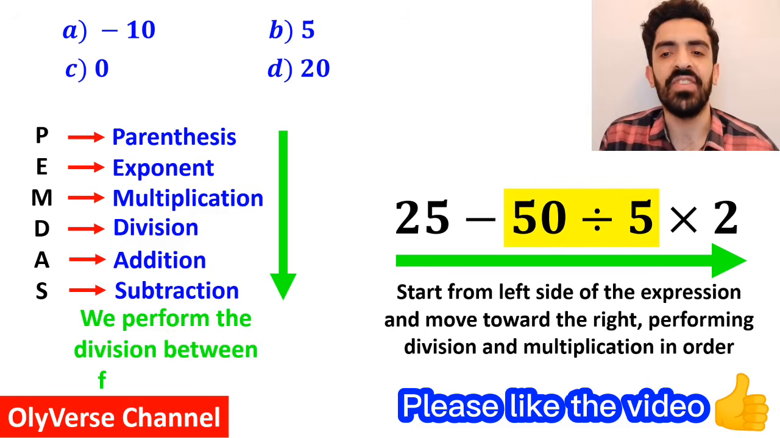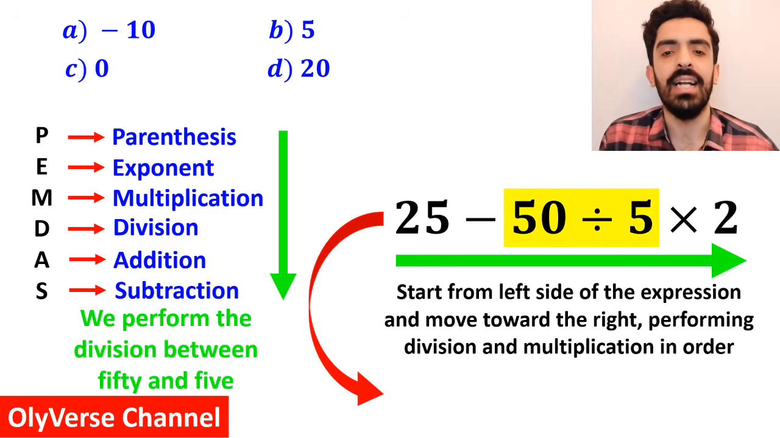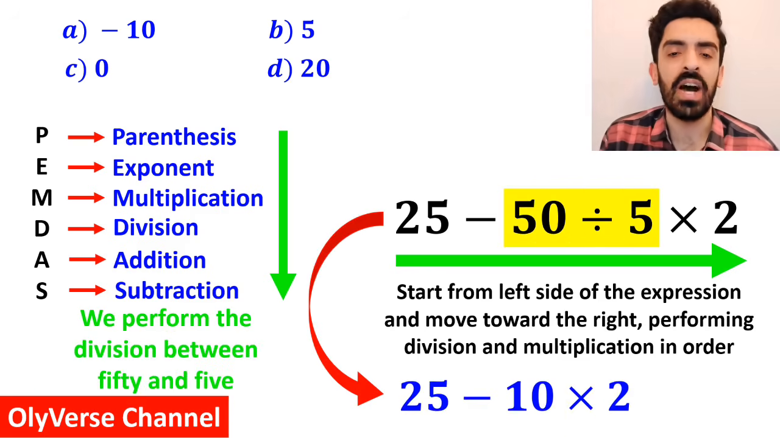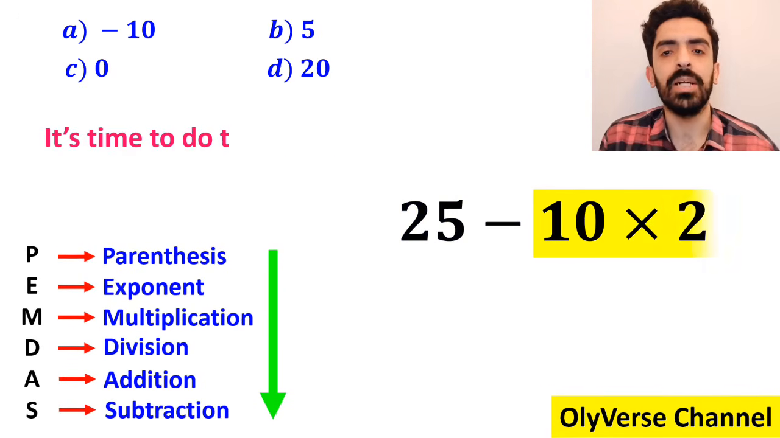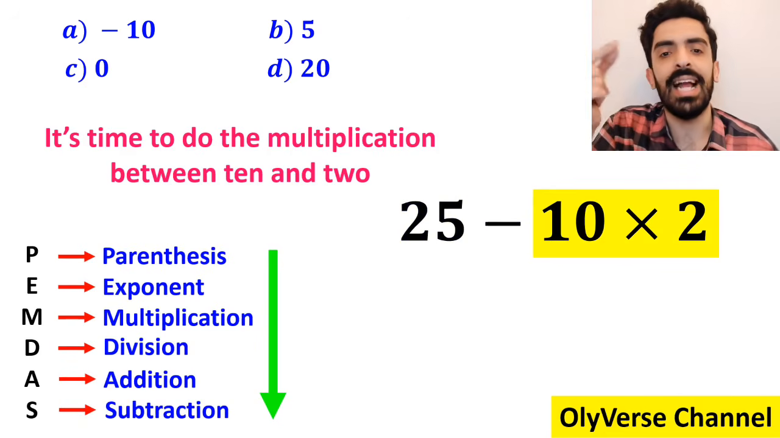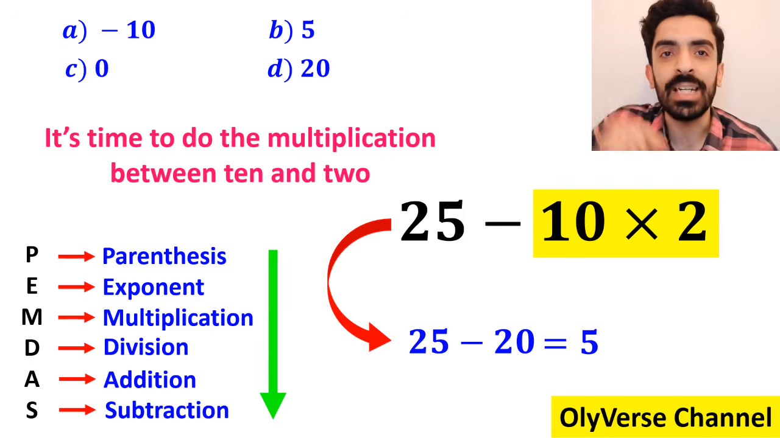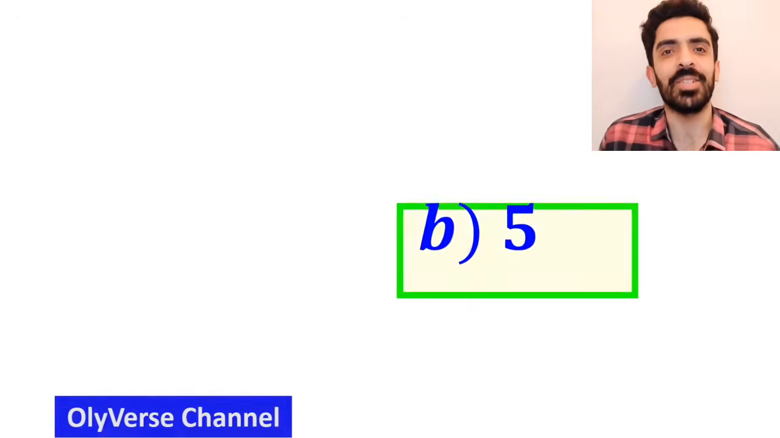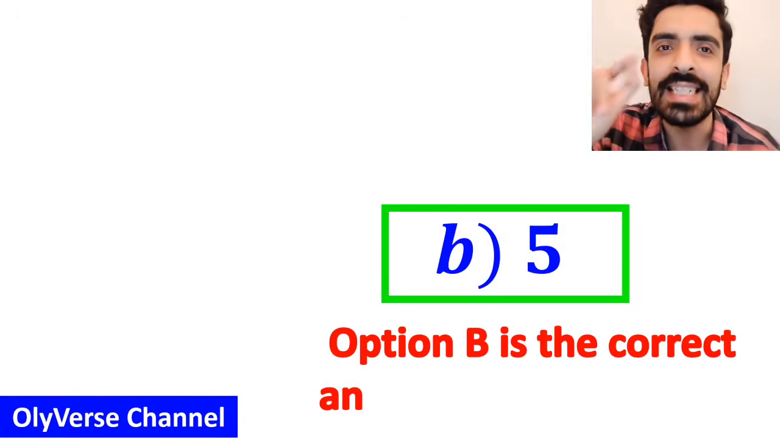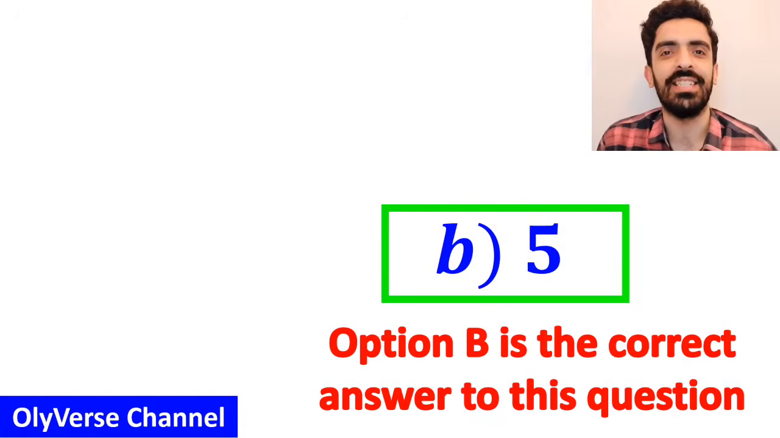So, first we perform the division between 50 and 5, and this expression simplifies to 25 minus 10 multiplied by 2. Now, it's time to do the multiplication between 10 and 2, which gives us 25 minus 20. And finally, the value of this expression is equal to 5. That's great. Option B is the correct answer to this question.